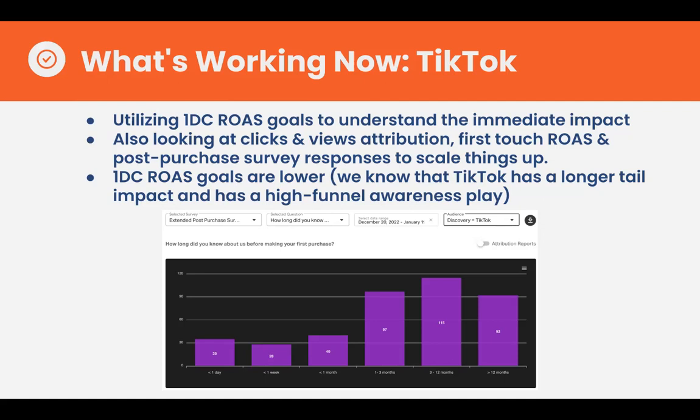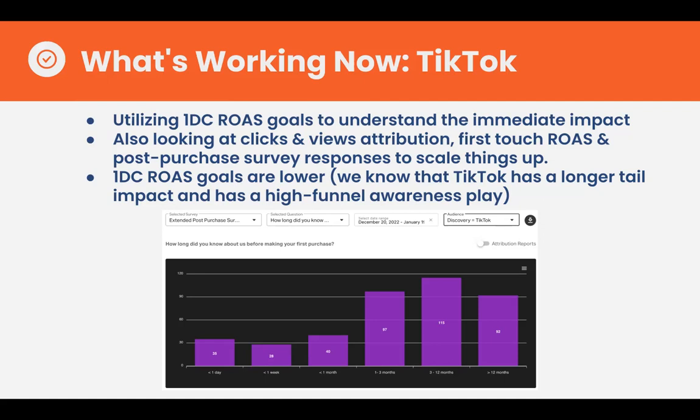But they're probably going to come back on a different device. Maybe their tracking is turned off. They might go on their laptop or their tablet, things like that. But we know their mindset is very right now. So by using a one-day click ROAS, keep in mind that it's going to be lower. Your one-day click ROAS might be a 0.5 or a 0.6, and then it's about finding where that threshold is. That way it pushes a little more urgency and gives you more understanding around the immediate impact. Also look at clicks and view attribution, first touch ROAS, and post-purchase survey responses.